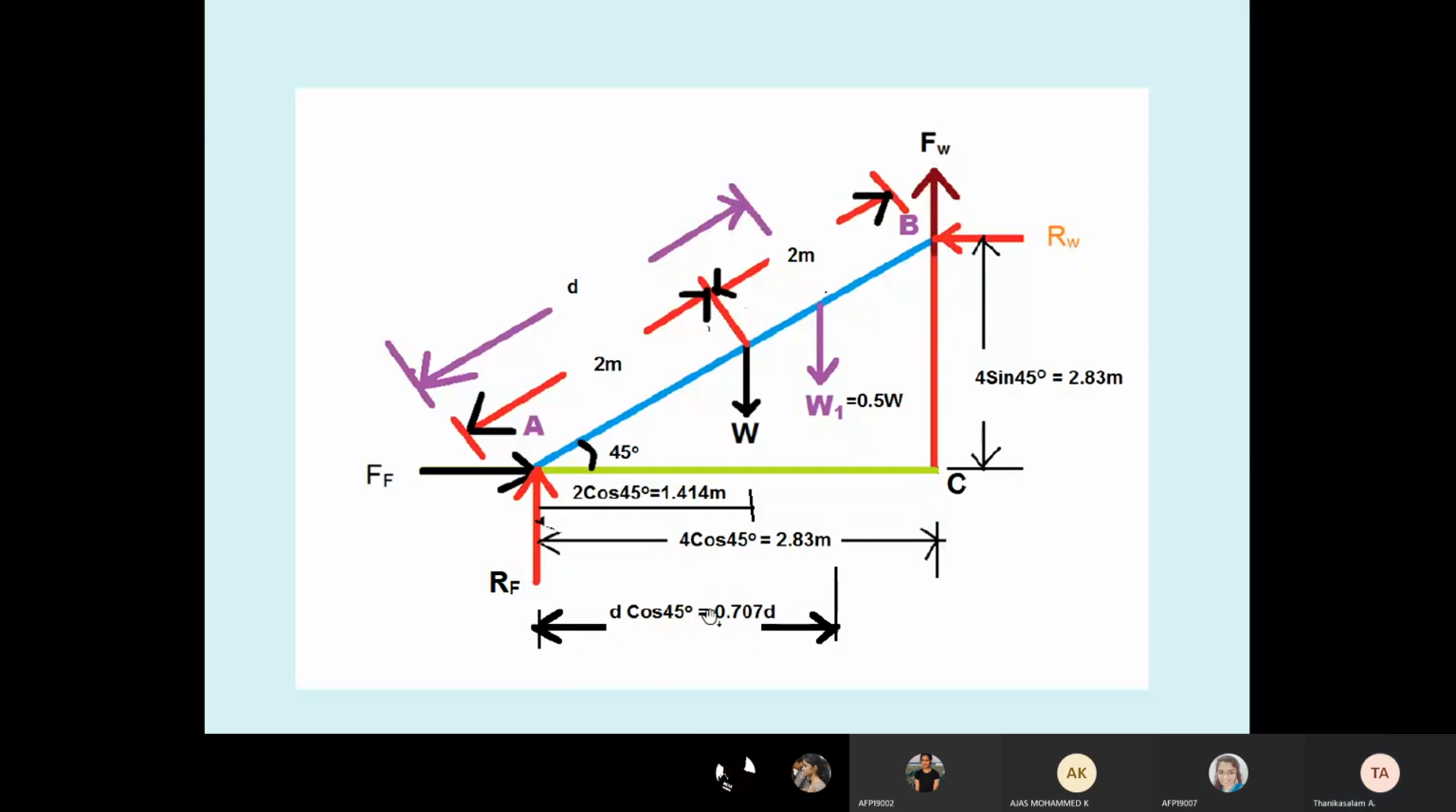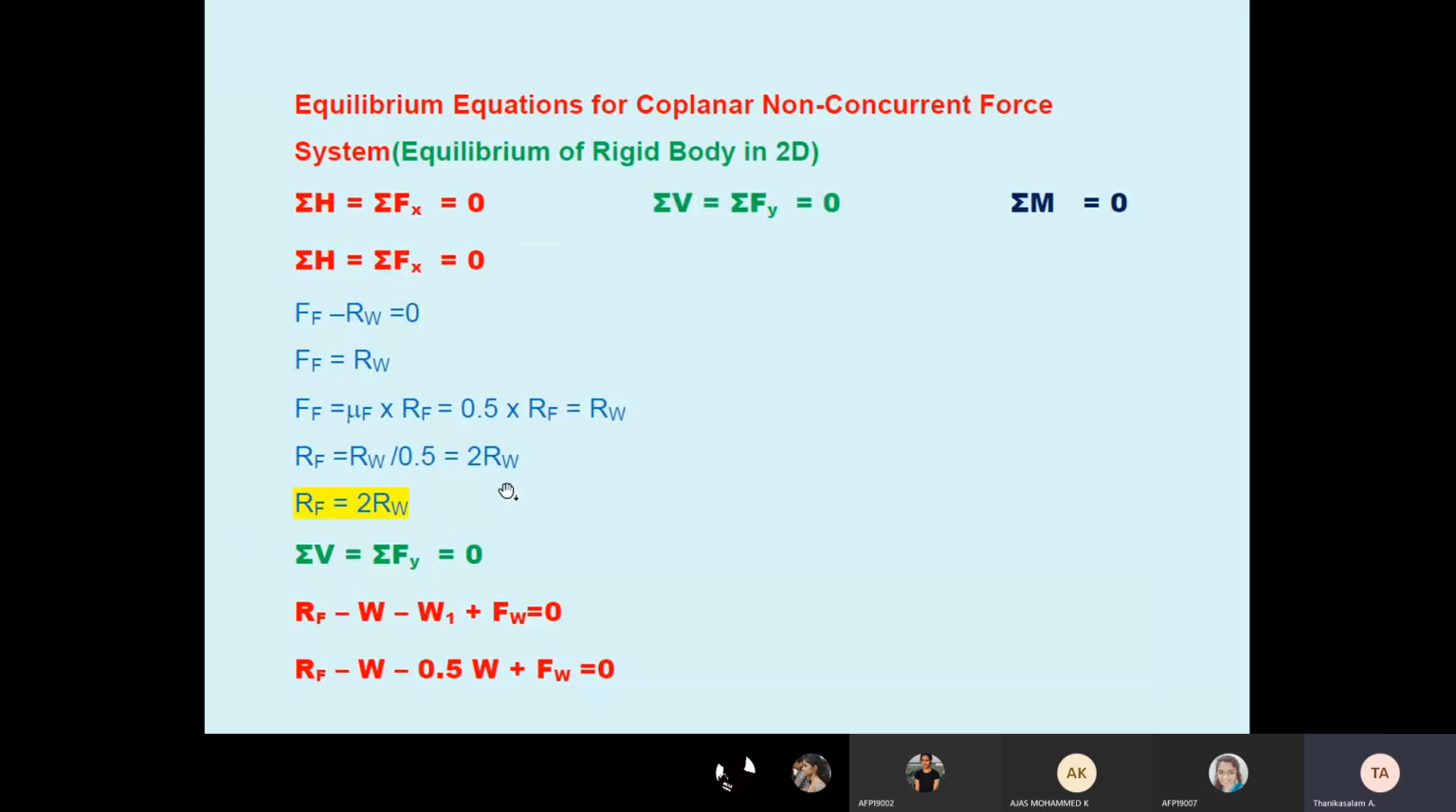And see here, FW is not 0. Why is FW not 0? They did not mention a smooth vertical wall. If smooth is mentioned, we take it as 0. Otherwise, keep it: FW, RW, FF, you know the directions. Now everything you have to solve. We got it in terms of the unknowns, so just keep it as usual.